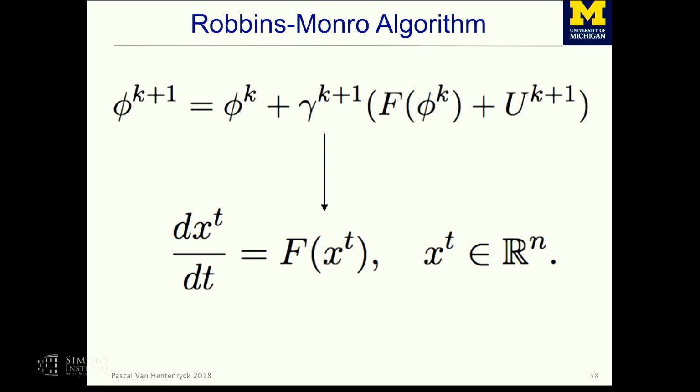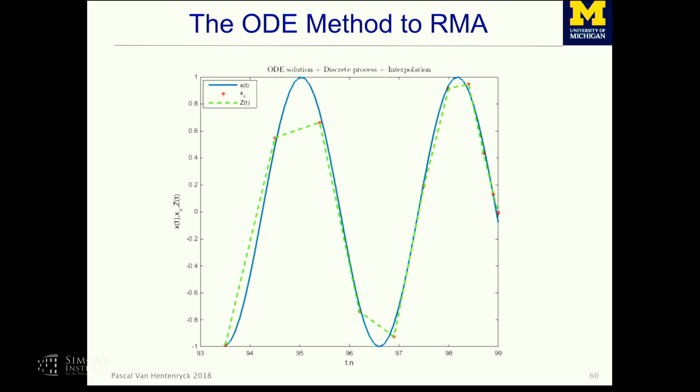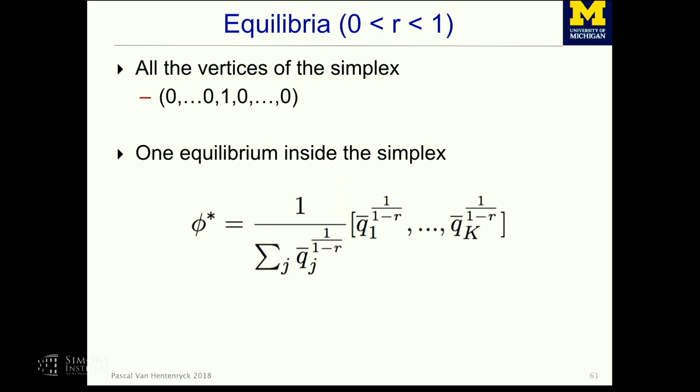And you can study the properties of this continuous ODE. So essentially, what you see here is the solution of the ODE and how it approximates the market, the discrete process here. And so the only thing that you need to do is study these equilibria and then prove some convergence result.